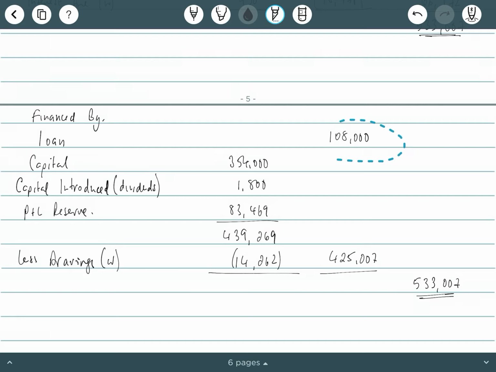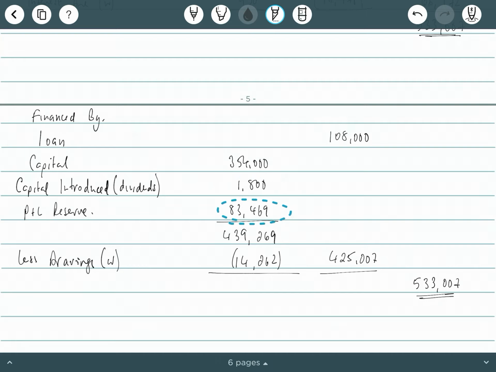Okay, how will you finance? Well, the loan is your long-term liability of 108,000. You had capital of 354,000. You also had capital introduced, lads. Always people get caught out with this one. Your dividends. Do not forget your dividends was a lodgement. Okay? Bank lodgement. The last item on bank lodgement. That is an introduction of cash into the business. So it's an introduction of capital from the owner.